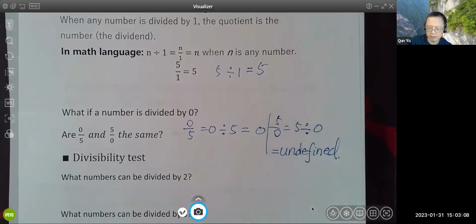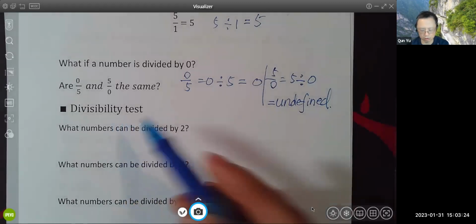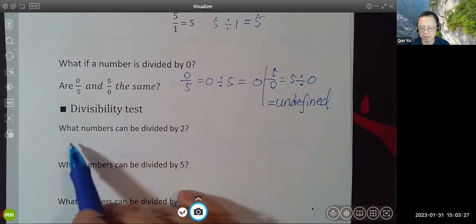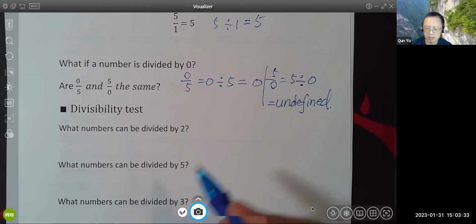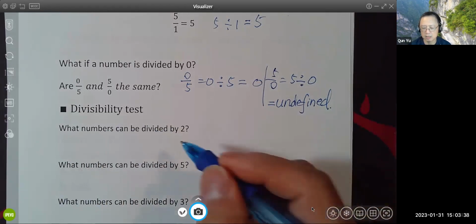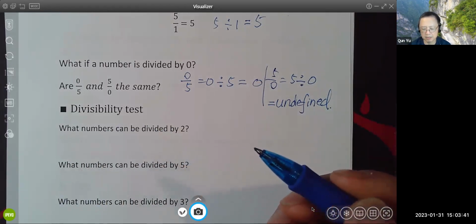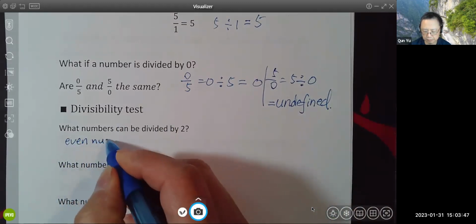Now, the next topic we are going to look at is the divisibility test. Sometimes, given a number, we want to know which numbers can divide into that given number. This is called the divisibility test or divisibility rules, either way. The first one we are looking at is what numbers can be divided by 2. Usually when people learn this in school, the teacher will say even numbers. All of the even numbers can be divided by 2.